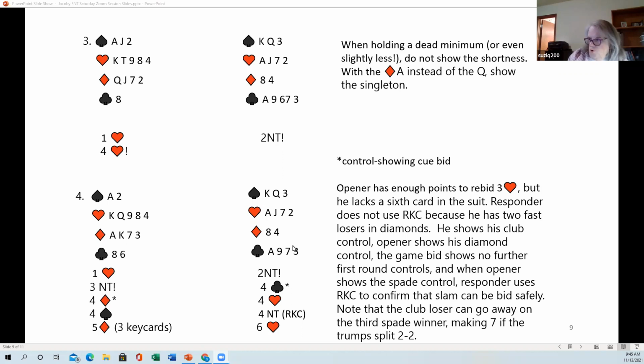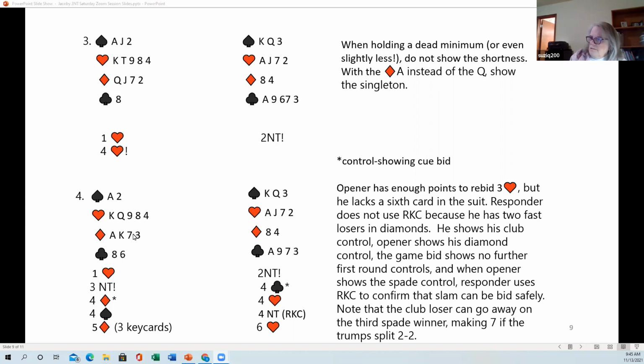So 4 clubs comes out of my box, and partner says, oh, you're interested, huh? Well, okay, I see you've got a control in clubs. I'll show you my diamond control. So 4 diamonds comes out, control showing Q bid. Oh, good. I don't have 2 fast losers in diamonds. Excellent. How about this, partner? I don't really have anything else to show you. I'm not so sure that we belong any further. 4 hearts.